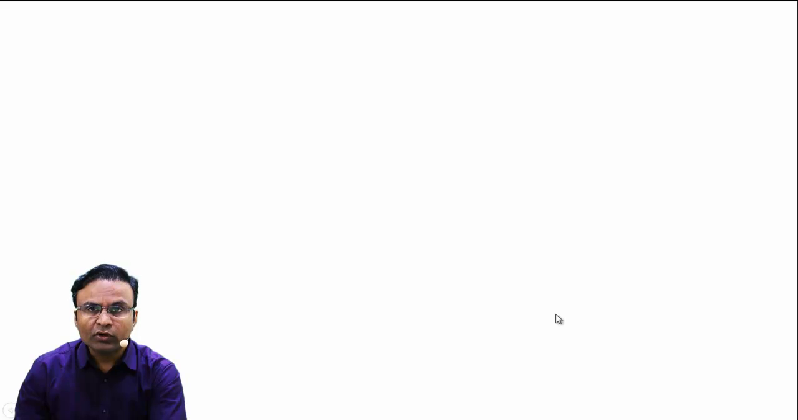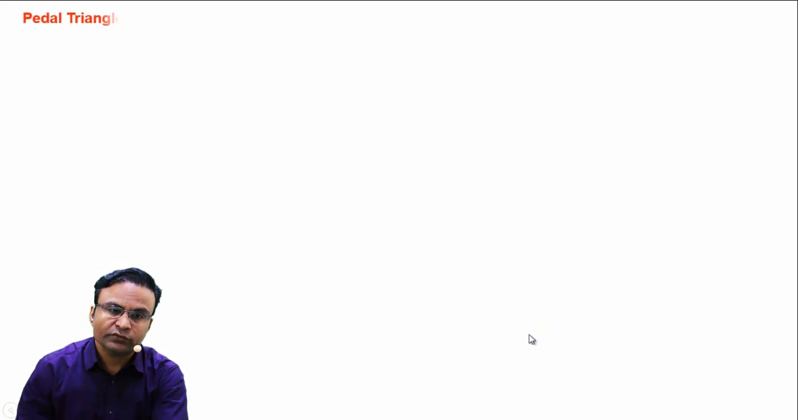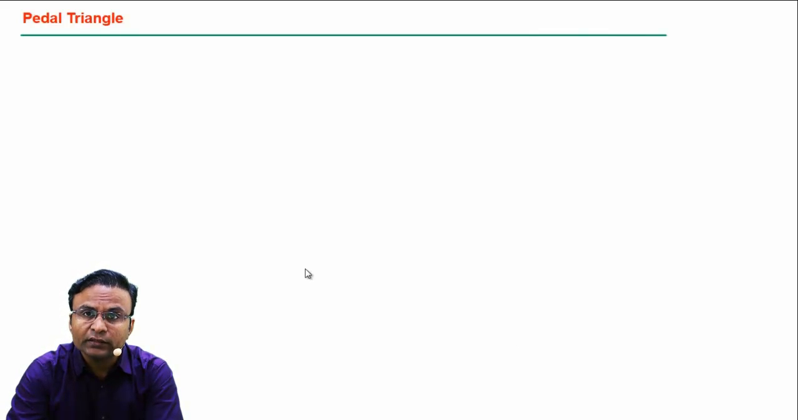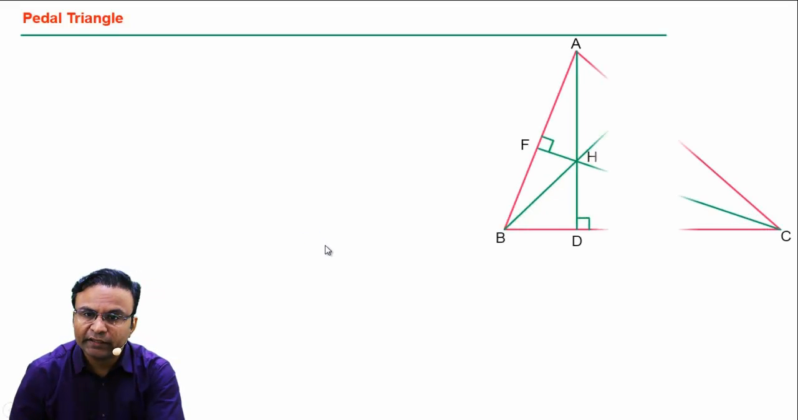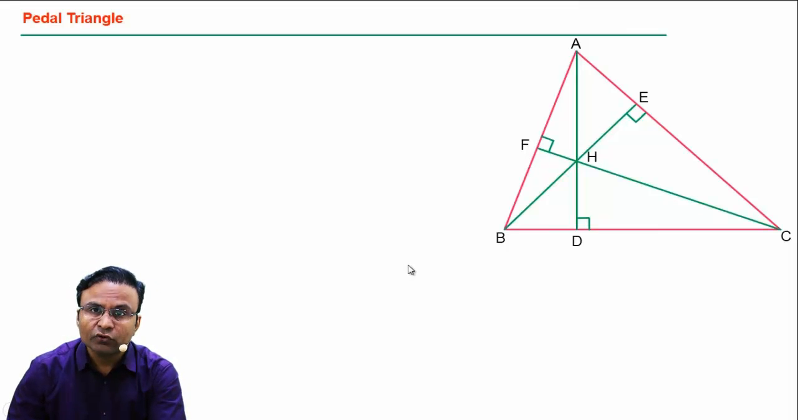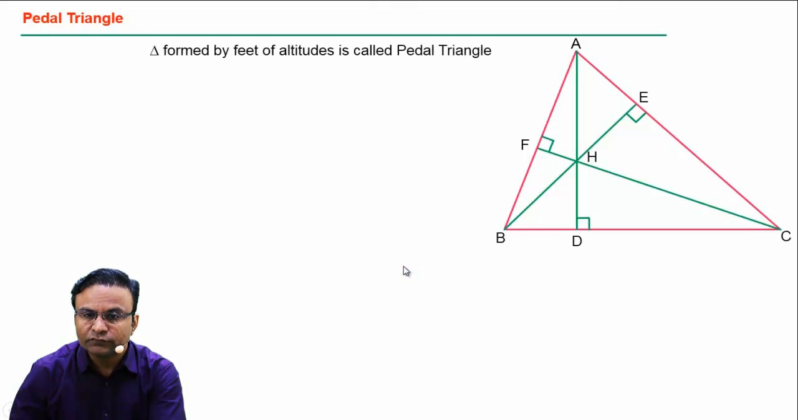Okay, let's see some more concepts associated with orthocenter, that is the pedal triangle. Now what is a pedal triangle? The pedal triangle is the triangle formed by the feet of altitudes. We consider triangle ABC with altitudes. Here D, E, F are the feet of altitudes. If we join these feet, we get the pedal triangle. So in this figure, triangle DEF is the pedal triangle.